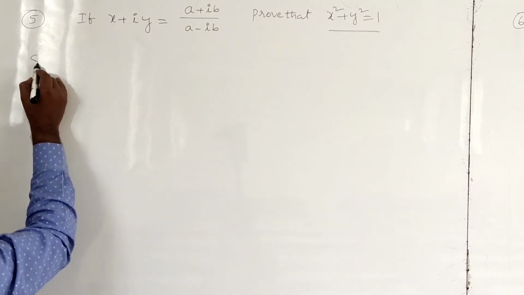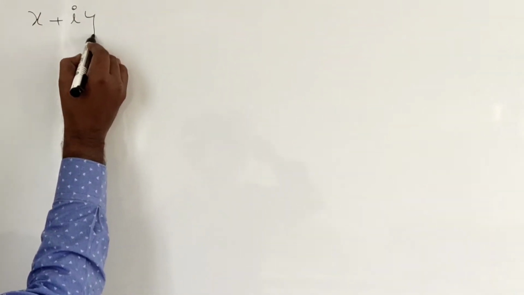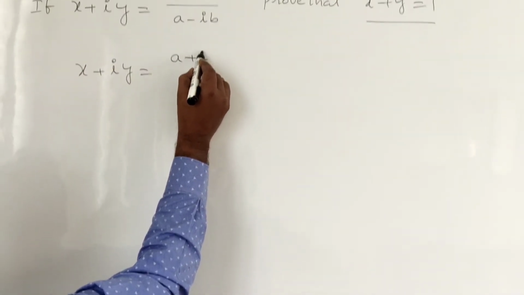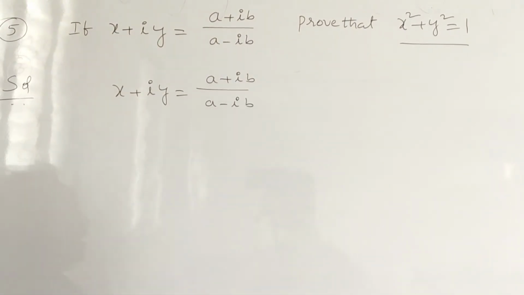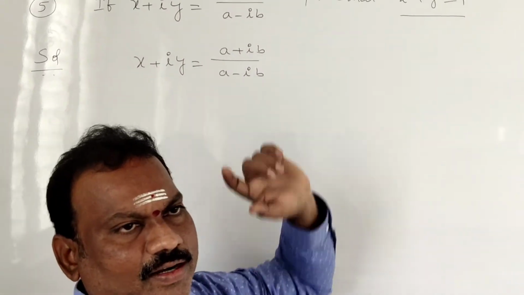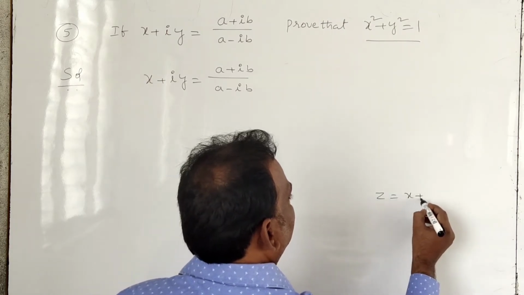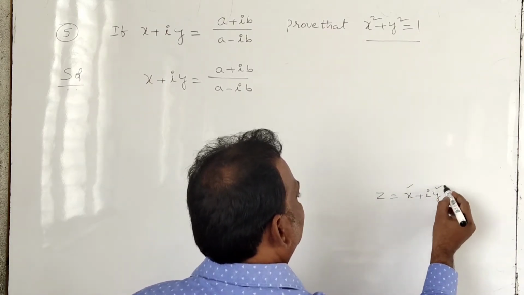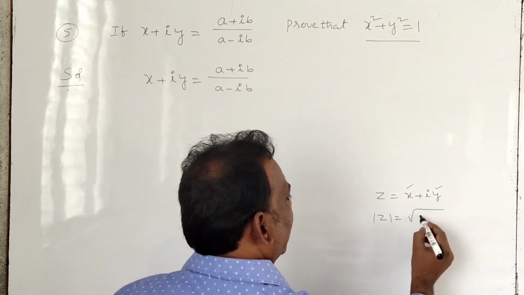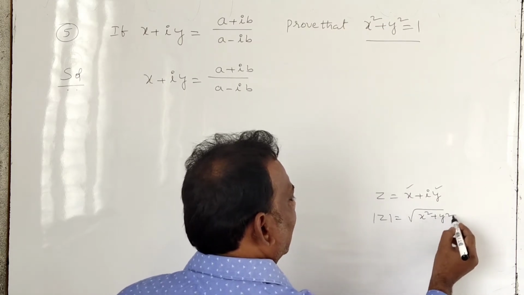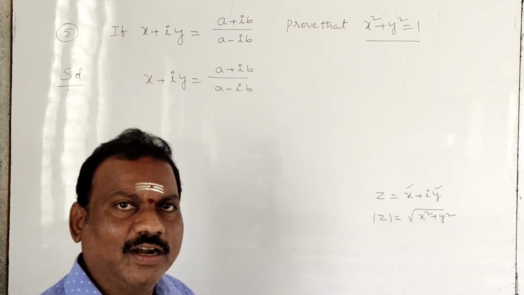See, students, x plus iy is equal to (a plus ib) upon (a minus ib). You can see the answer given is x square plus y square. You know that if a complex number is in x plus iy format, when will you get x square plus y square? If you take the modulus of a complex number, you will get root over x square plus y square. After you square it, it becomes x square plus y square. Like that you have to get a thought.